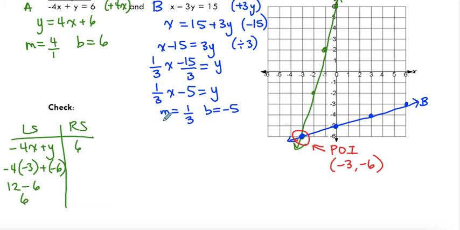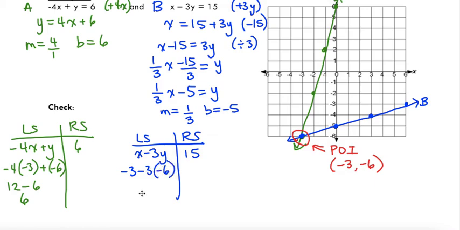Let's confirm it for the second equation too. The left side of this equation is x minus 3y, and the right side of the equation is positive 15. Again, I substitute in the values from my point of intersection. So negative 3, take away 3 times negative 6. I have to follow order of operations, so I must do my multiplication first. Negative 3 times negative 6 is positive 18. Negative 3 plus 18 is 15, and again, that left side equals the right side.